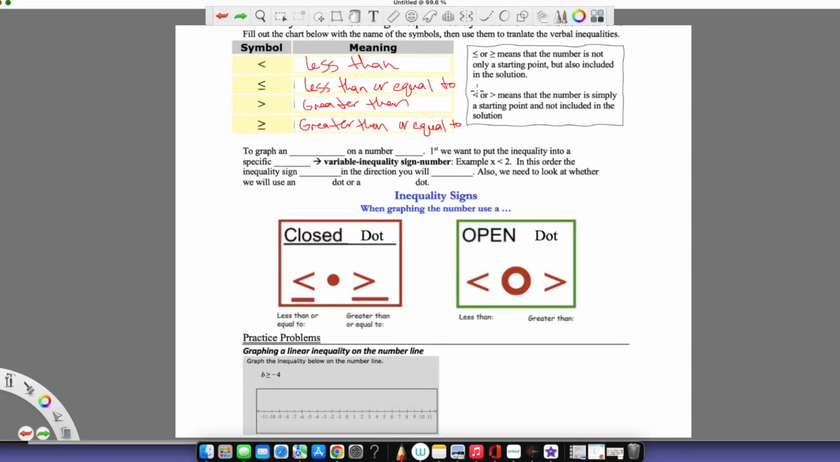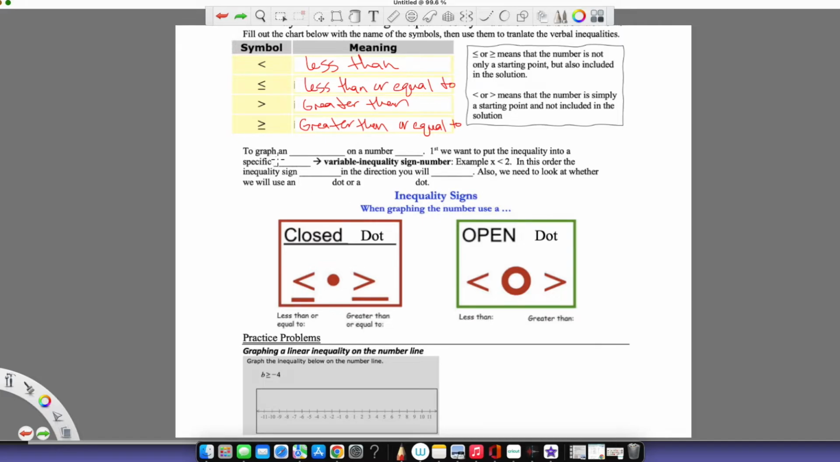And when we're graphing, this actually just explains exactly what I said out loud. I was just saying them without showing you. It means that the number is not only a starting point, but it's also included. I read that really funny for a second, thought I typed that badly. But it's not only a starting point, it is also included in the solution. Just like I was saying, x is greater than or equal to 2, 2 is included. But if I have x is greater than 2 without the equal underneath it, it's simply a starting point and it's not included in the solution.